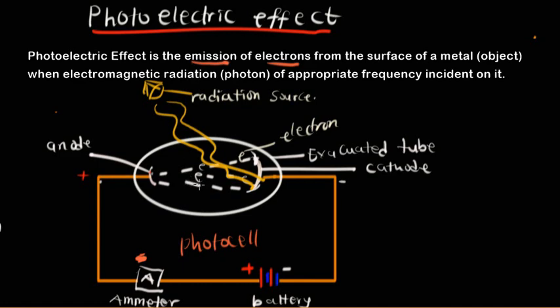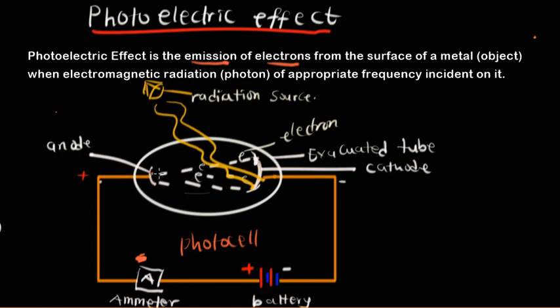Here, that is the evacuated tube. In this evacuated tube, we have the anode and the cathode. We need an evacuated tube because we want to remove all air particles that would collide with the electrons, therefore slowing down the kinetic energy or the speed of the electrons attracted onto the anode.